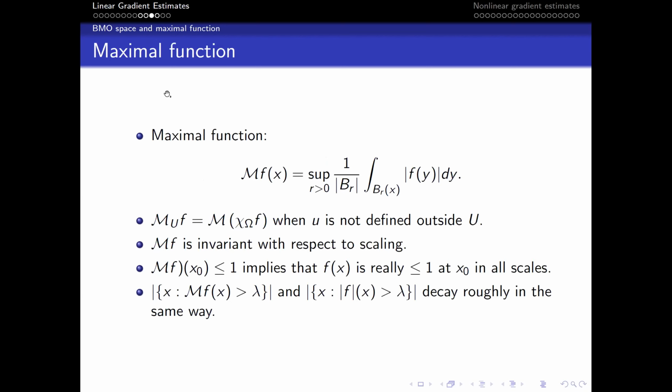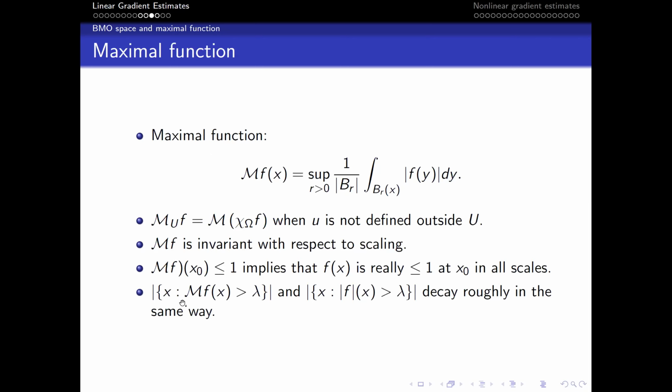Another good analytic tool is the classical maximal function. This is the definition of the maximal function, which most of you probably know. For the PDE on a bounded domain, we need to define a restricted maximal function. The good thing about the maximal function is that it is invariant with respect to scaling. It means that if you have one point x0 where the value of the maximal function is less than 1, then you can say that f is really less than 1 in all scales.